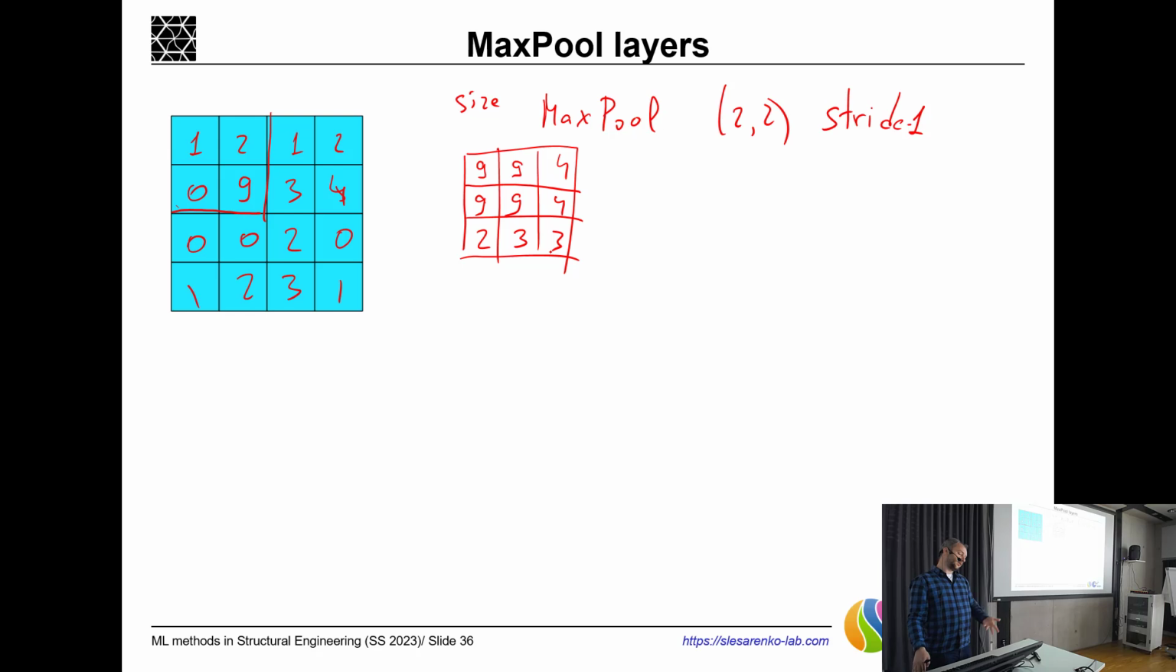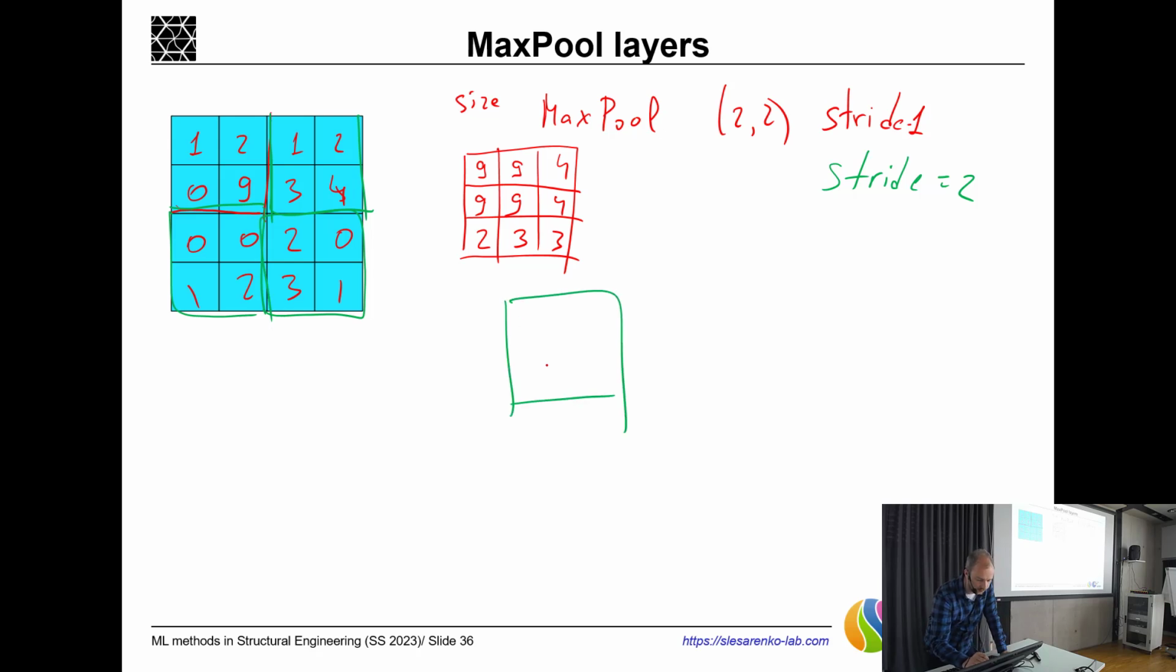If we do it like that, it's not quite obvious why it's important. But sometimes you do max pooling with a stride of 2. So basically you are shifting the window in a way that it doesn't intersect itself. We will do this window, then this window, then this window, and then this one. So at the end, we'll have only a 2 by 2 result, and it will look like 9, 4, 2, 3. Is it clear what happened with that?